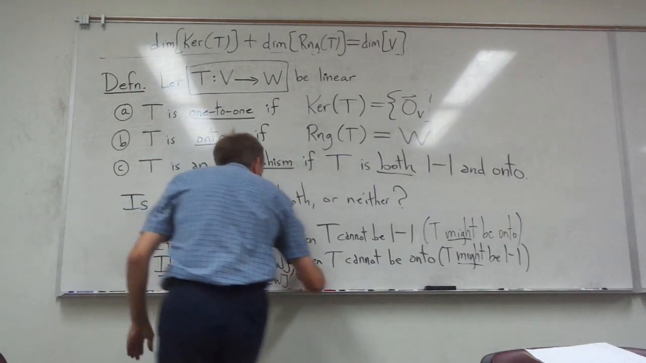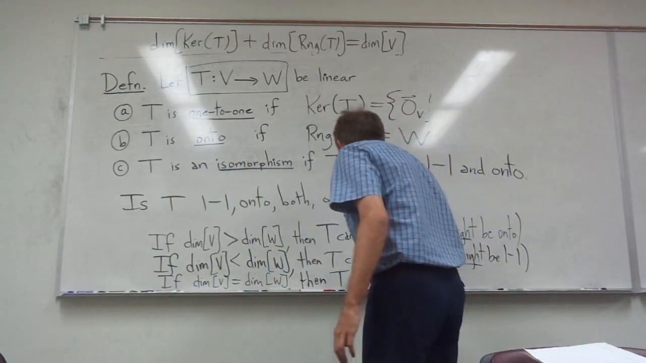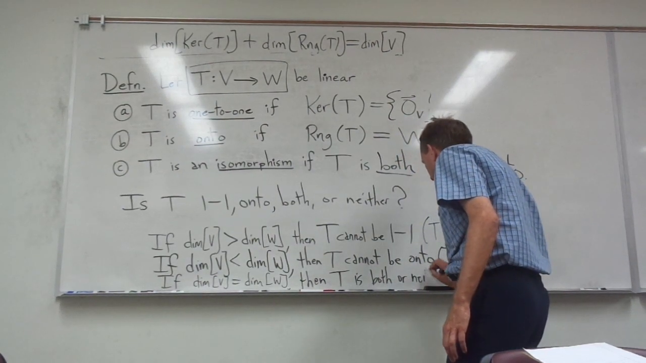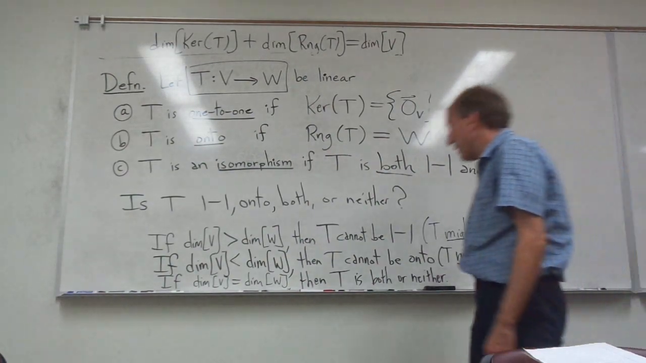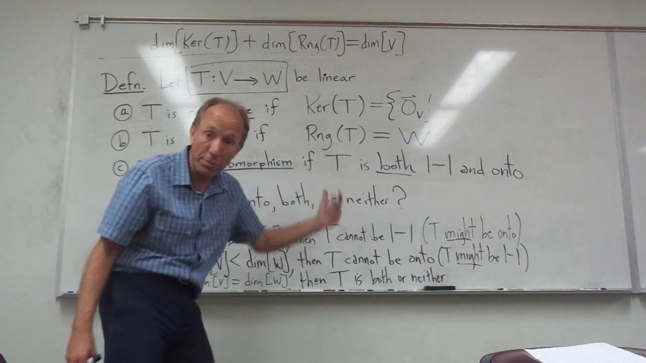And finally, last scenario here, if the dimensions are equal, the dimension of V equals the dimension of W, then, and you might have a guess already, T is both or neither. Okay? It's both or neither. And if it's both, then of course we're going to call that an isomorphism.